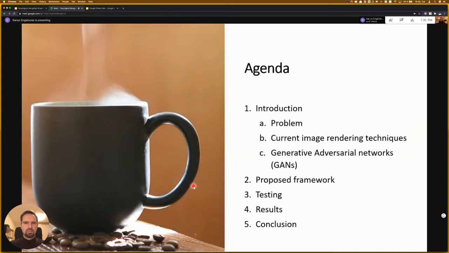So first of all, I will present the problem of why you might want to generate images, and what the current rendering techniques for images are, and also a newer technique called generative adversarial networks and how they can be used for creating images, and how I tested the whole framework using these networks, and what results I got.